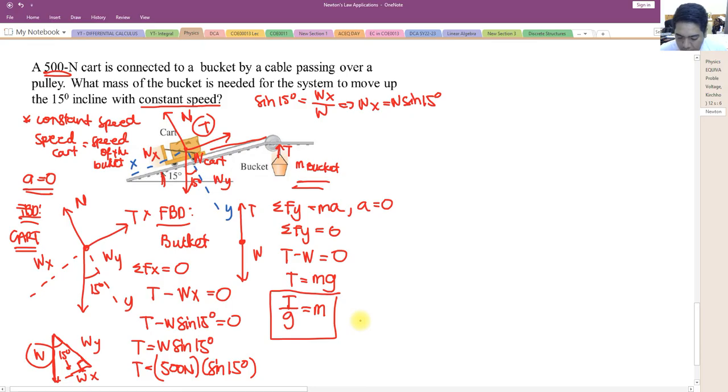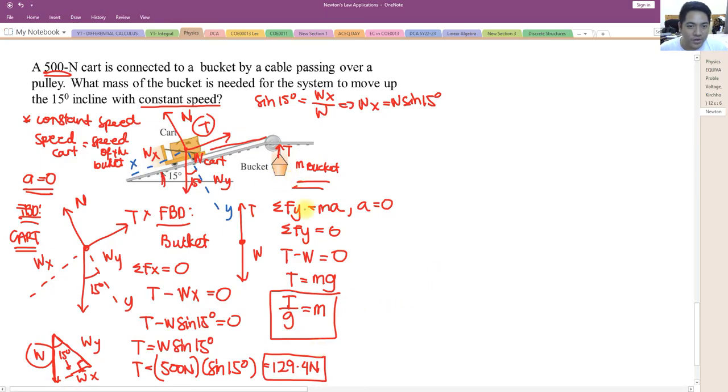And 500 newtons times sine 15 degrees is 129.4 newtons. Okay? So that is not the answer. The question we are being asked is what mass of the bucket is needed for the system to move up with a constant speed with a 15-degree angle.